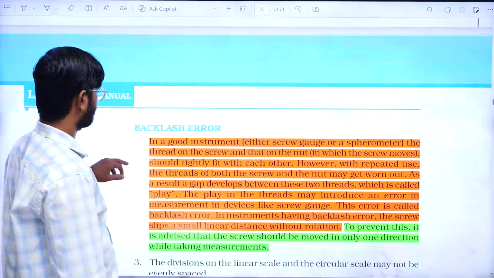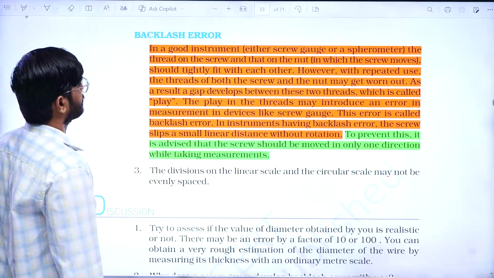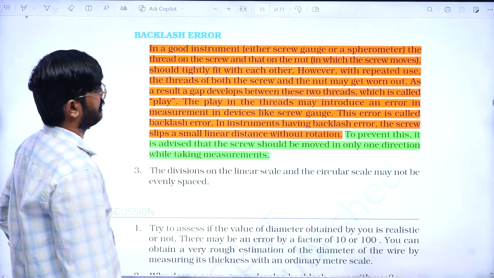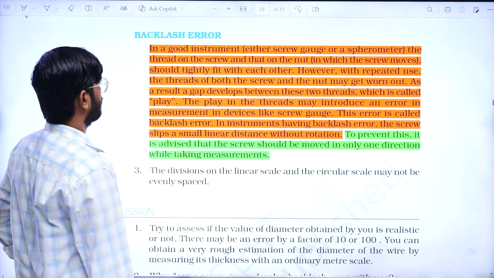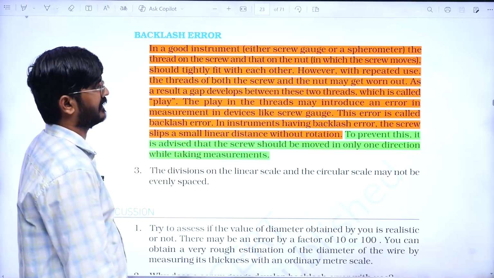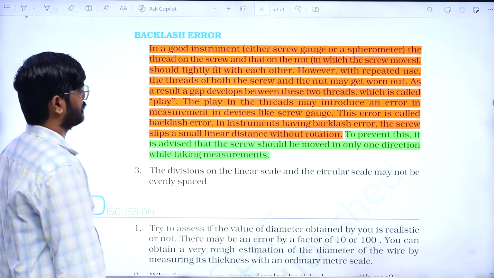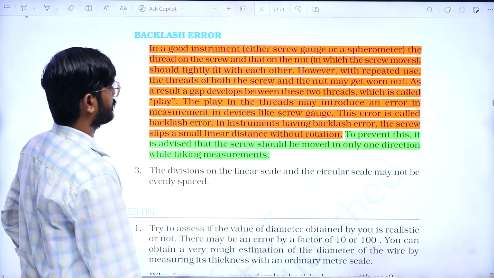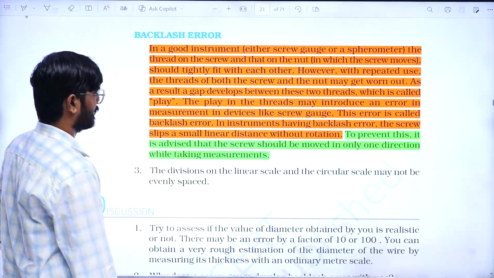You can see what backlash error is here. In a good instrument, either a screw gauge or spherometer, the thread of the screw and that of the nut in which the screw moves should fit tightly with each other. However, with repeated use, the threads of both the screw and nut may get worn out. As a result, a gap develops between these two threads, which is called play. The play in the threads may introduce an error in measurement in devices like the screw gauge. This error is called backlash error.